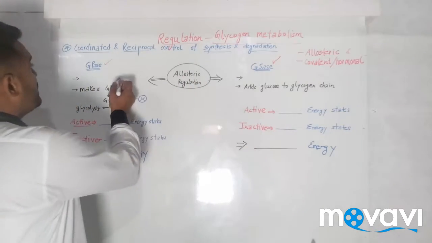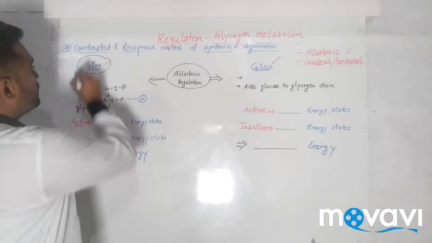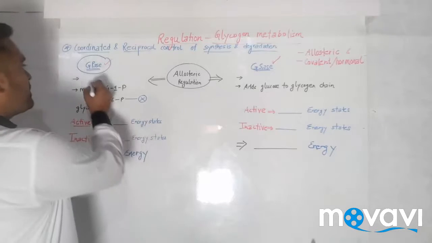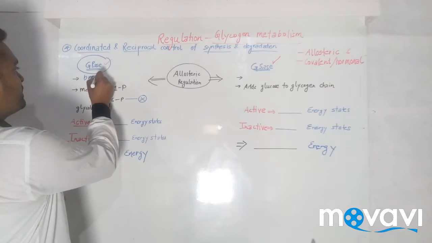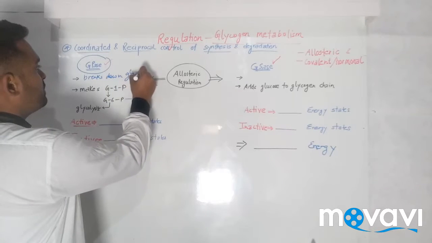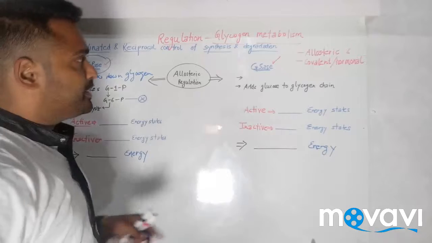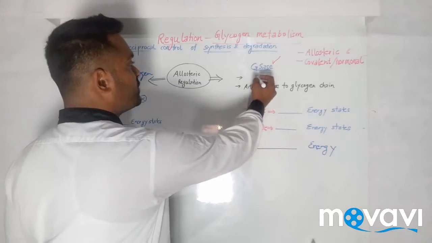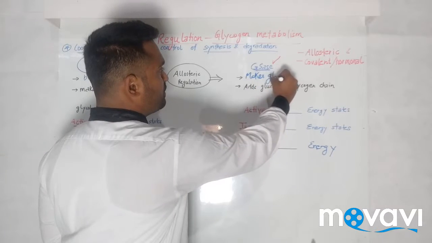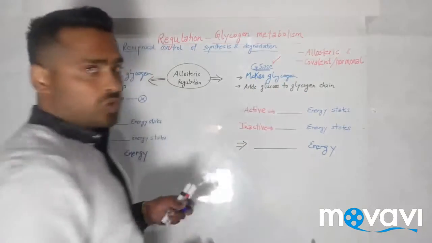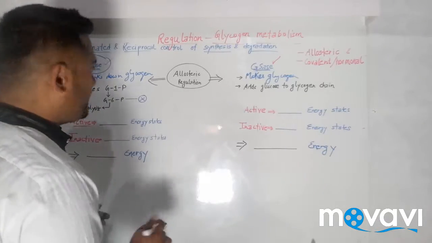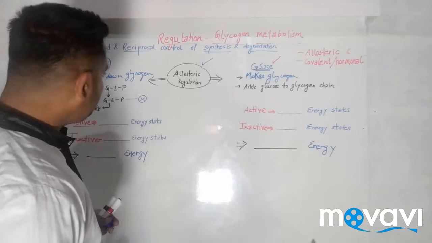Let's discuss what is the function of this glycogen phosphorylase. It simply breaks down what? Glycogen. On the other hand, this GSA, that is glycogen synthase, makes glycogen. Because this is coordinated control, we are discussing the enzymes of both these pathways together. And this is allosteric regulation first.